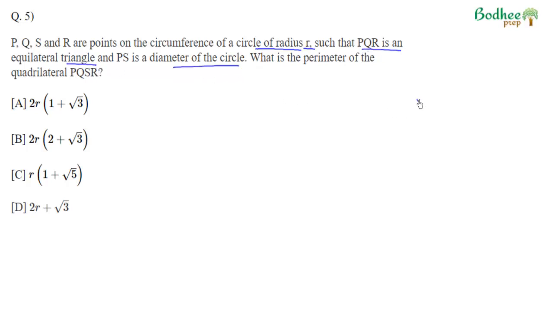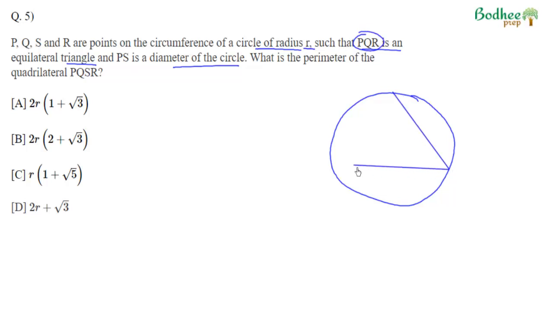So let us draw the scenario. Here we have been given a circle, right? Let us first of all draw this triangle PQR because it's an equilateral triangle. So let us do like this. So this is an equilateral triangle. This is P, this is Q, this is R, right?